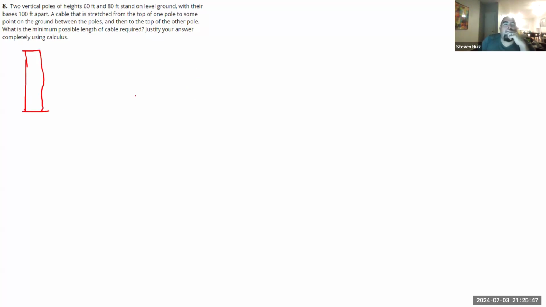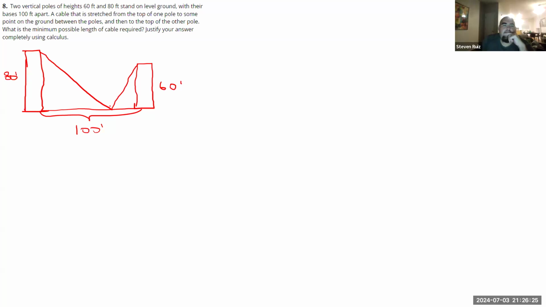So one post and then a shorter post. I know this distance is 100 feet. I know this height is 80 feet. This height is 60 feet. And I have a cable stretched from the top of one pole to some point on the ground between the poles, and then to the top of the other pole. Okay. And then I want to know what is the minimum possible length of cable required.